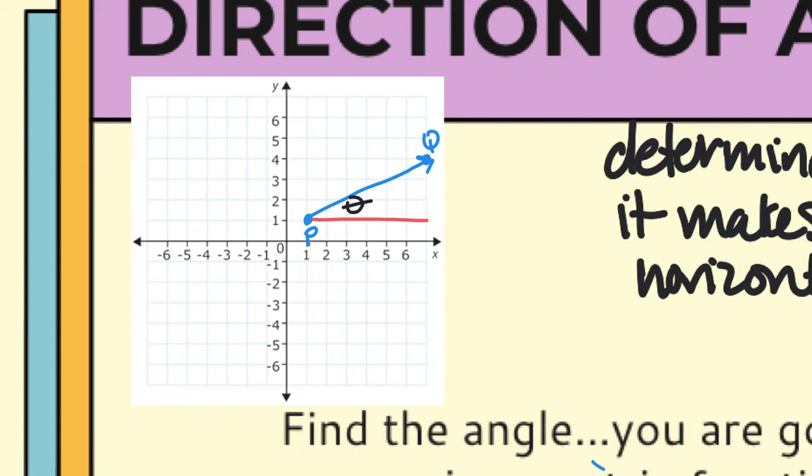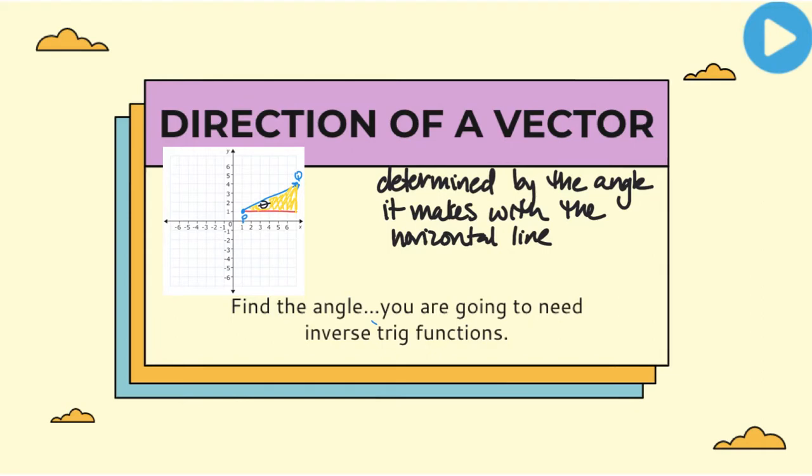And you can kind of think about this like right triangle trigonometry, because this creates almost like a right triangle shape here. So right triangle trigonometry would definitely apply. And we would have to use right triangle trigonometry in order to find that missing angle. So keep in mind here that you are going to need to use inverse trig functions because you're looking for a missing angle.